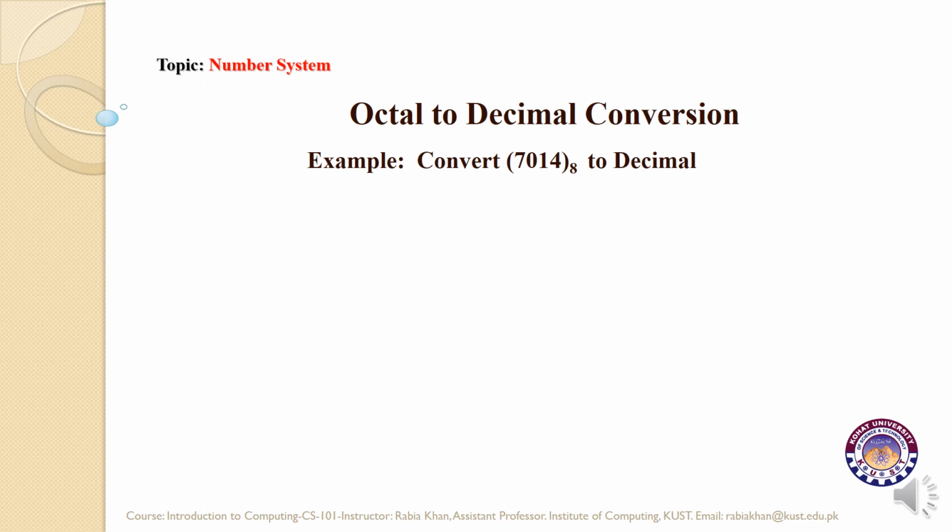Here we are given an octal number 7014, and we have to convert it into a decimal number. So the method must be clear to you now. Every digit in the octal number is multiplied with 8. The multiplication process starts from right to left, while the power of 8 starts from 0. So how do we multiply this given octal number?